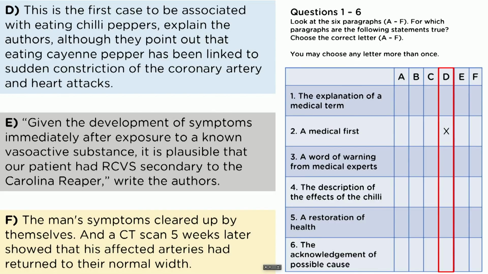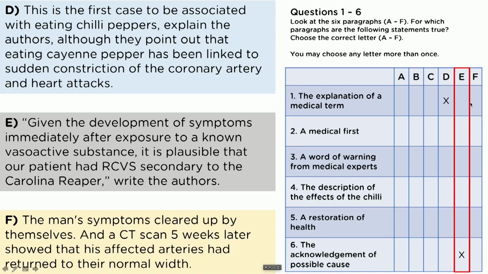Let's read the paragraph D. It says, this is the first case to be associated with eating chili peppers, explain the authors. Although they point out that eating cayenne pepper has been linked to blah, blah, blah, blah, blah. D, 2, a medical first. That makes sense. Or 2D, in other words. Let's have a look at E. Well, forget that little cross up there. That's wrong. Let's look at E.